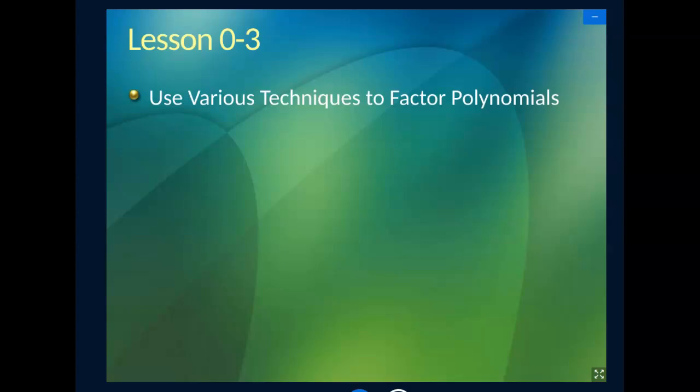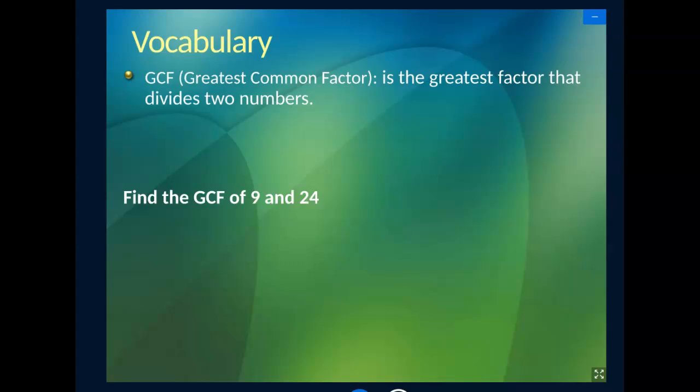0-2. So in 0-3, what we're going to do is take the answers you got in the homework for yesterday and make them look like what we started with. In order to do that, we have a couple techniques we're going to use. One of those first techniques is GCF. So in order to use a GCF, it's important to know what is a GCF. The most basic definition of a GCF is that it is the greatest factor that divides two numbers.